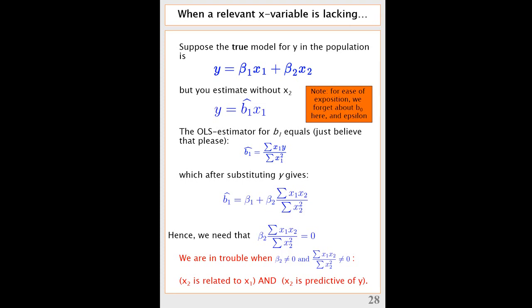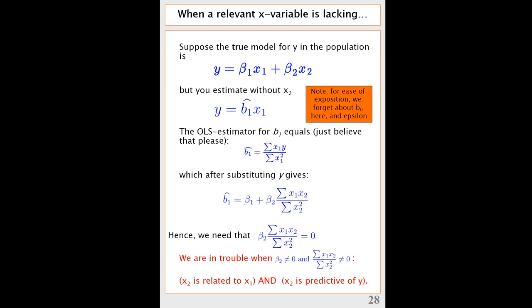Now let's see when that is. This part should be 0, and we are good to go for our estimate of beta 1 hat. Well, what does it mean if beta 2 is not equal to 0? That would mean that x2 is a decent predictor of y. If x2 is really predictive of y, then beta 2 is not equal to 0, and then we're halfway in the problem.